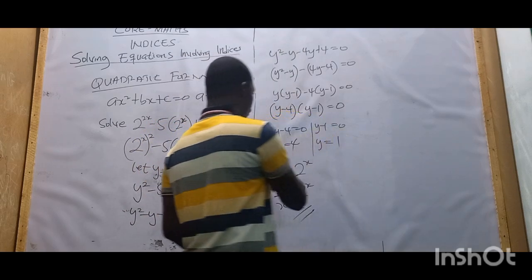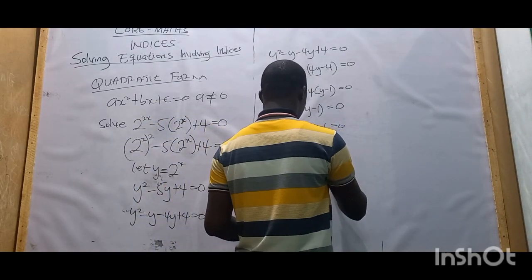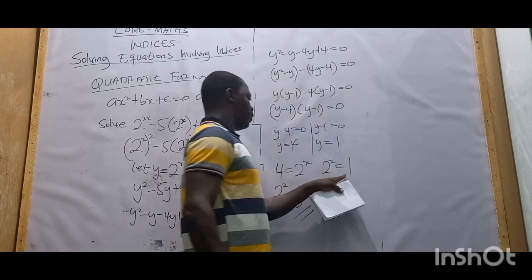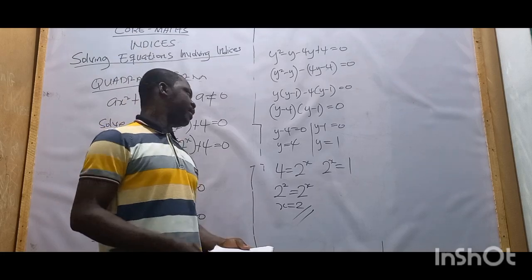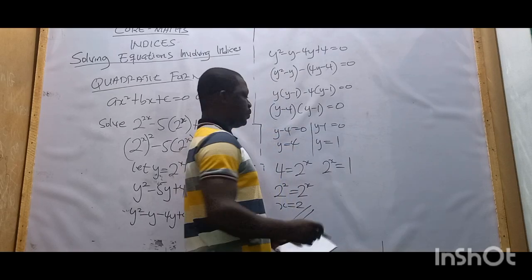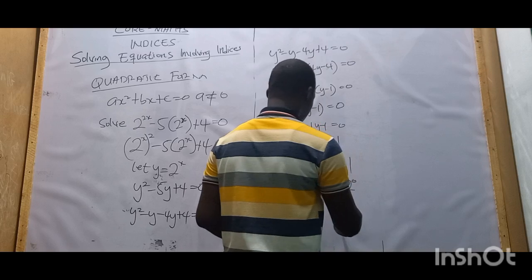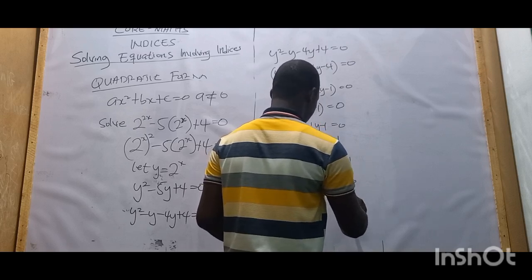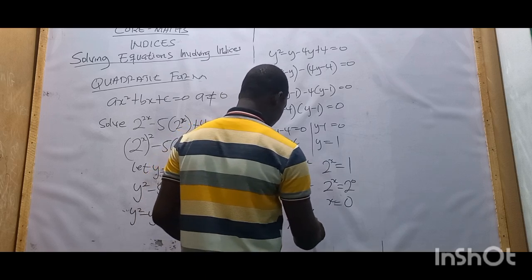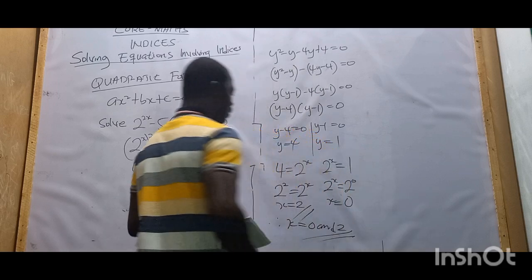Then for y equal to 1, we have 2 exponent x equal to 1. We know that any non-zero number raised to the power 0 is 1. So instead of 1, I'll write 2 exponent 0. So here my x will give me 0. Therefore, x equals 0 and 2. So I'm done with the quadratic form.